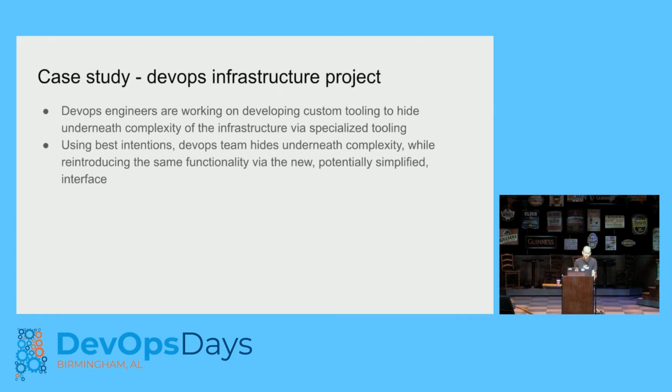So let's look at another case study. That's a little bit different problem. DevOps infrastructure project. If there are DevOps engineers in the room, they all know that they all want to hide the underlying functionality of AWS or Google Cloud or whatever and build their own middle layer, because it's going to be the best. It's going to make life easier for engineers to use their tools rather than the standard tools that are provided by AWS or Google Cloud or Azure.